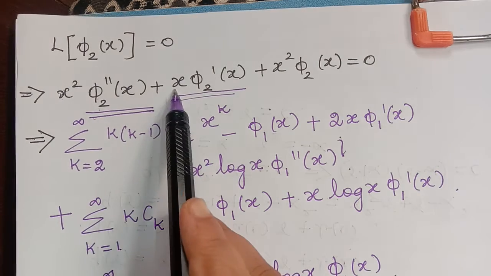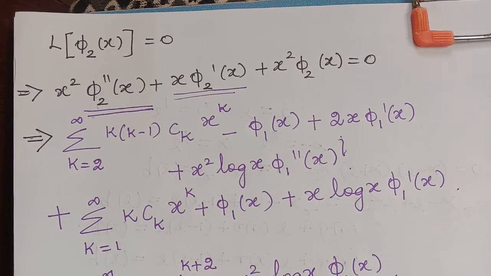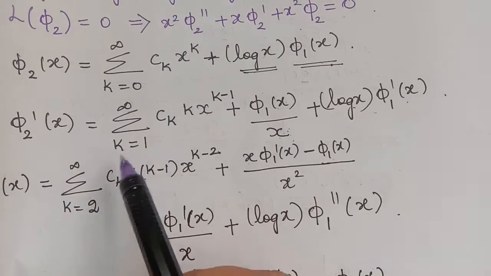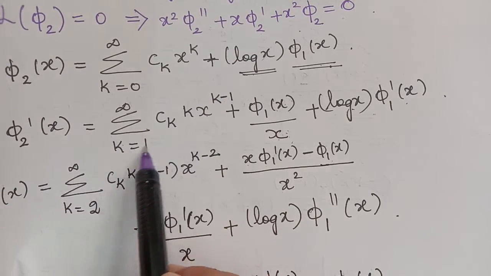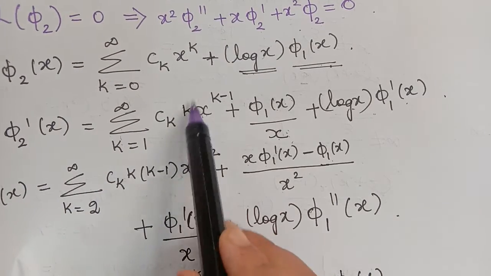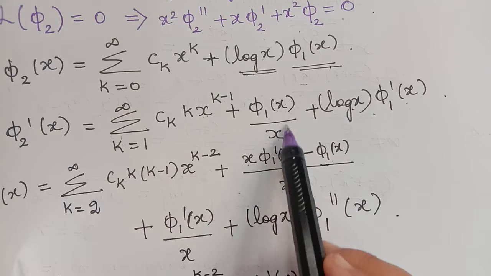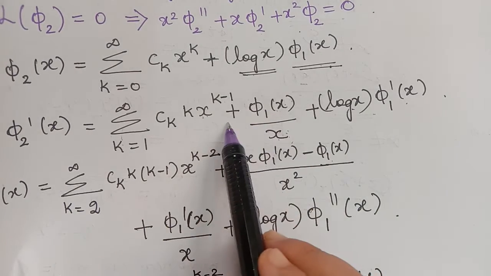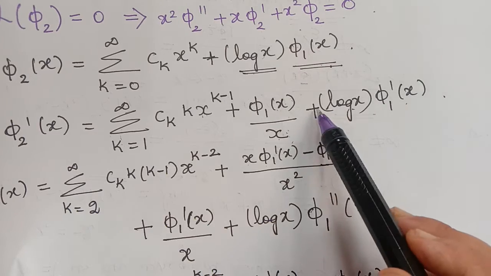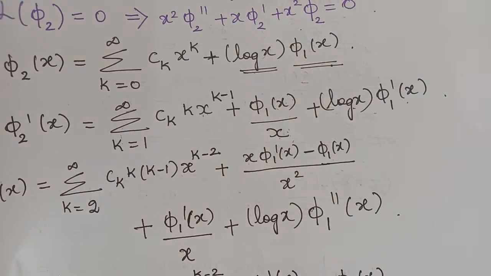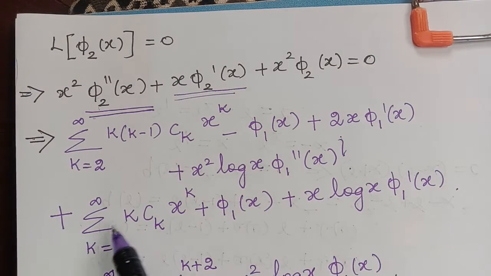So x has to be multiplied with phi 2 dash of x. What is phi 2 dash of x? Just now we have found here. So now this term has to be multiplied with x. So when we multiply x with this first term, the power of x becomes k. And with the second term, when we multiply x, x and x gets cancelled, and we have phi 1 of x alone. And here when we multiply x, we get x log x phi 1 dash of x, which I have written here and I have shown you.